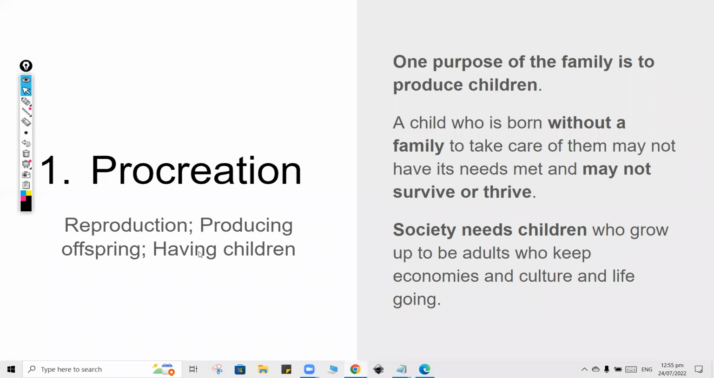So having a child turn into an adult who can take care of himself or herself or themselves, right? A child who's born without a family to take care of them may not be able to have their needs met. And so that means they might not survive. That's one thing. But it also means that if they survive, they might not thrive.